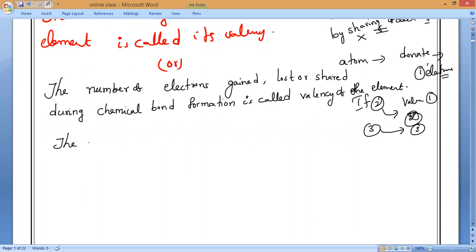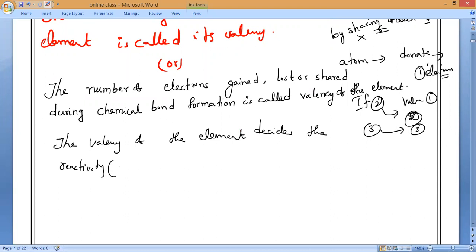So all of you write: the valency of an element will decide what, guys? It will decide the reactivity of the element. So means high or low, it will react. It is either a highly reactive element or a low reactive element. Reactivity of the element. That is what you have to remember.